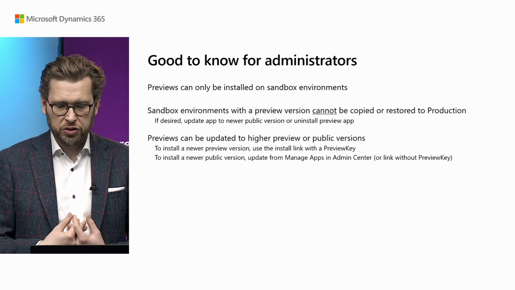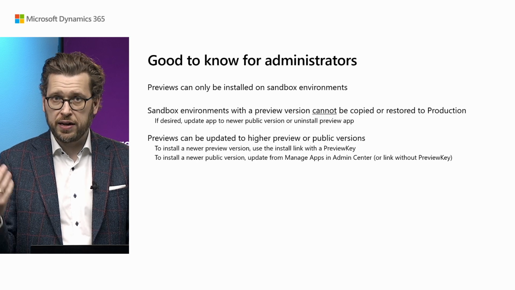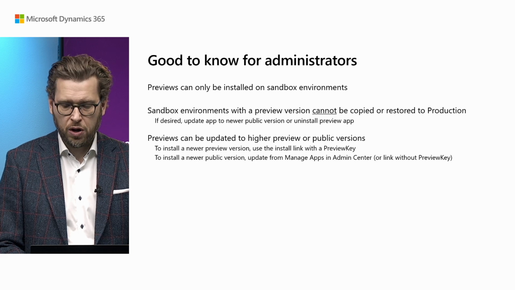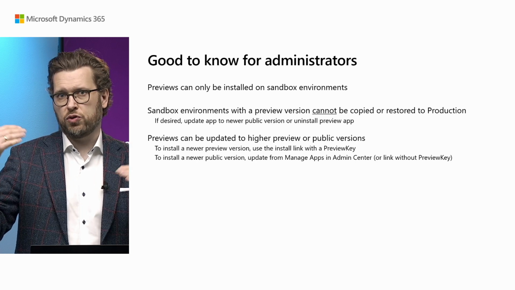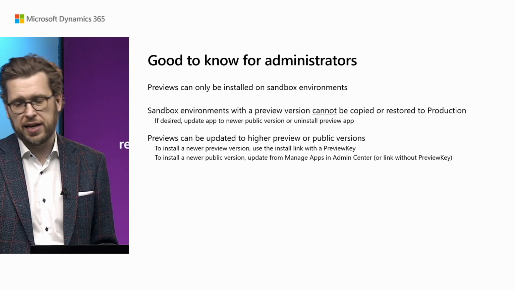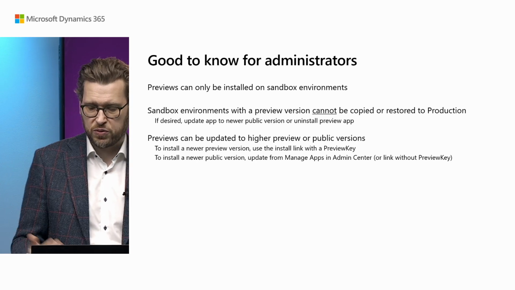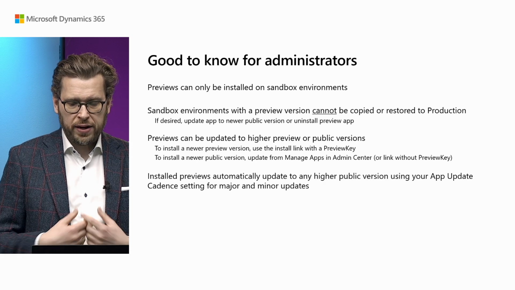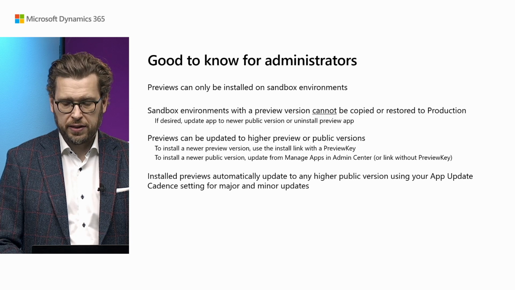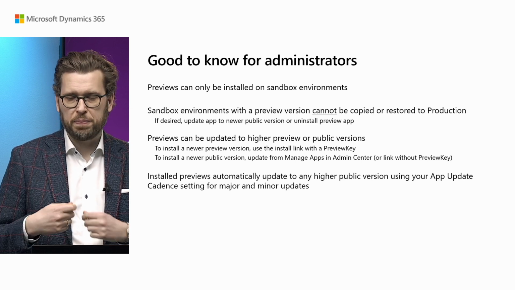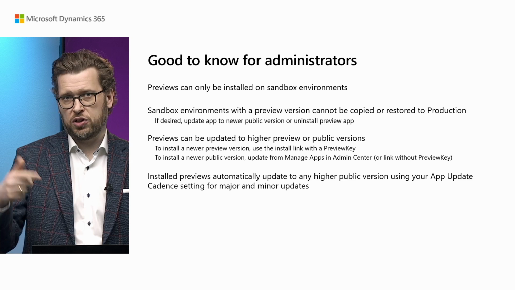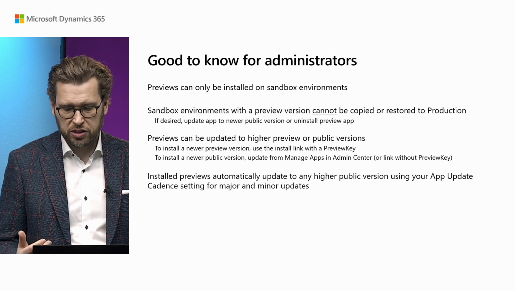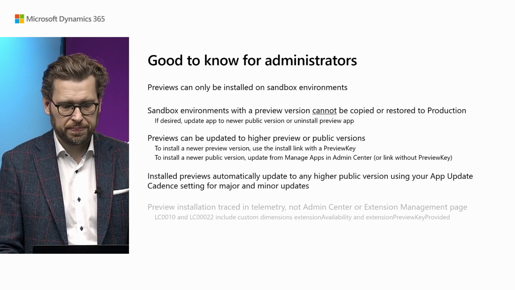Then preview versions can be updated to a higher preview version, and to do that you use the link that I mentioned before, or you can update them to a public version once that comes out, right? And you do that in the admin center, or you can even use the link there as well, but without the preview key. When your environment is updated, your preview versions will be updated to any newer public version based on your preferences for major and minor objects. Basically, just business as usual in this.